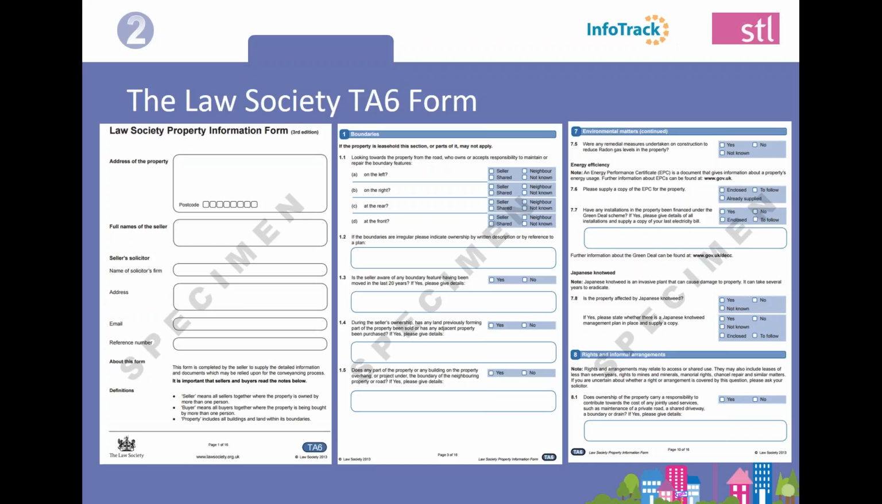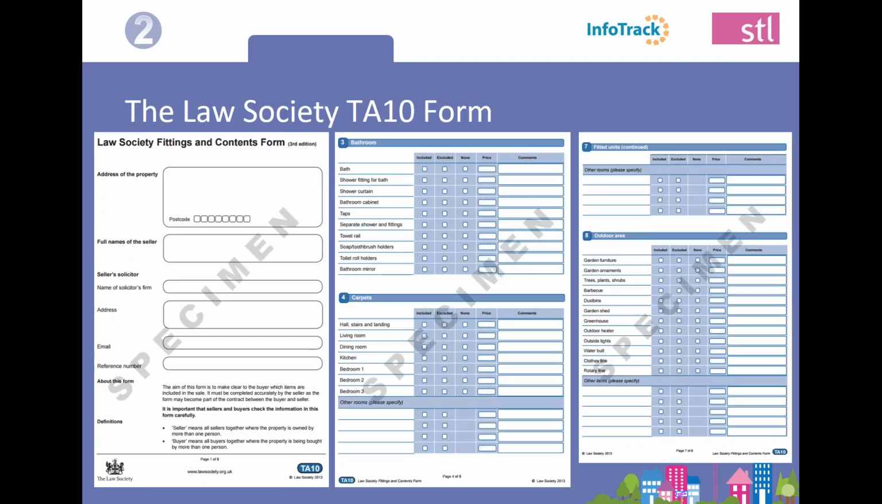Lots of interesting things in there about boundaries. Does the seller know if the property has ever flooded? What guarantees and warranties do you have? An interesting one that's been in the media a lot lately is: is the property affected by Japanese knotweed? There's information there about leasehold and all sorts of things on the TA6 form. So that's something that the seller completes.